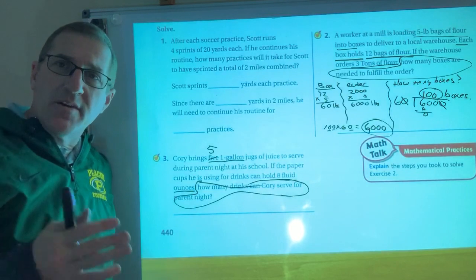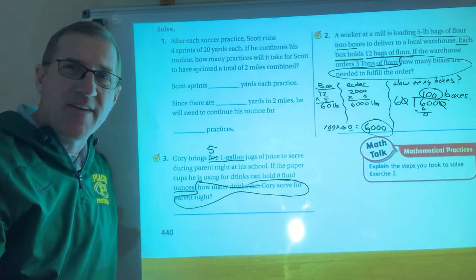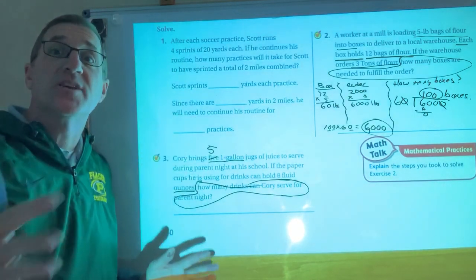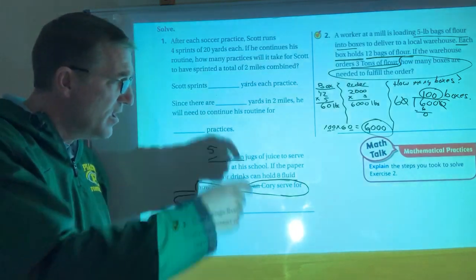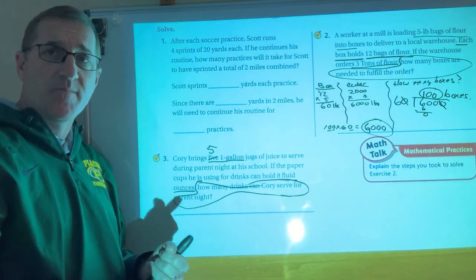So I'm going to want to convert here, right? And I'm not going to convert my ounces. Converting 8 ounces into gallons doesn't make a whole lot of sense. I'm going to get a whole bunch of ounces. So you could take 5 gallons and you could do it this way.